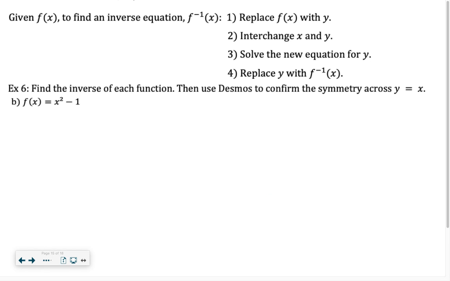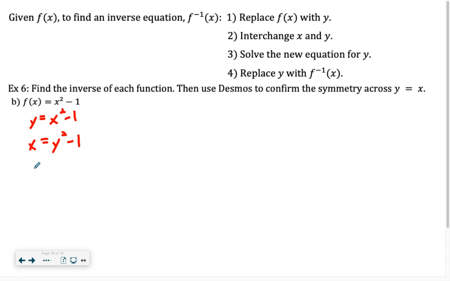So let's go through these steps. Okay, replace f of x with y. So y equals x squared minus 1. Switch all the x's and the y's. So I'm going to have x equals y squared minus 1. Then solve this new equation for y.